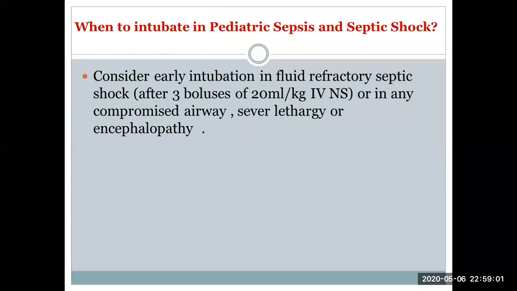Back to the airway. We finished the circulation. Now we will move to the airway. Why did I start with the circulation first? It's not ABCs. We started the circulation first. Here, the answer will come in a minute. When to intubate a patient who is developing sepsis and septic shock?